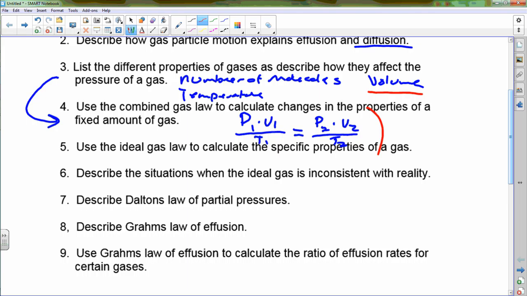But there will be some problems where it may say the volume is constant. And if you remember, if the volume is constant, that means both of these numbers should be the same. And so it really doesn't matter what numbers you put in as long as they're the same. Your calculations will work out right. But if you're going to put the same number in each case, make it easy, put 1 there.